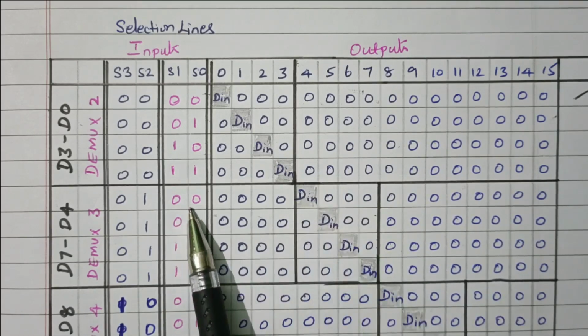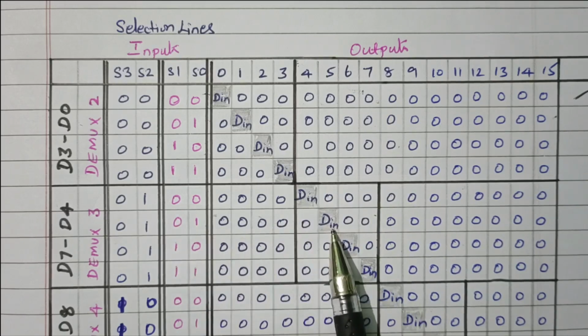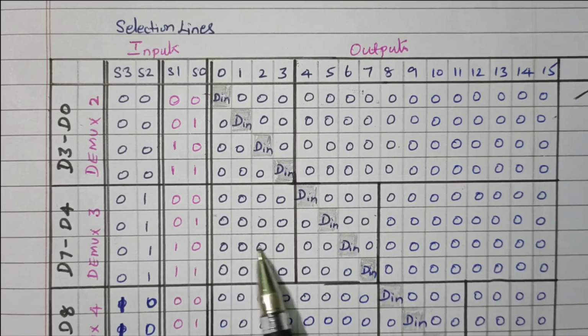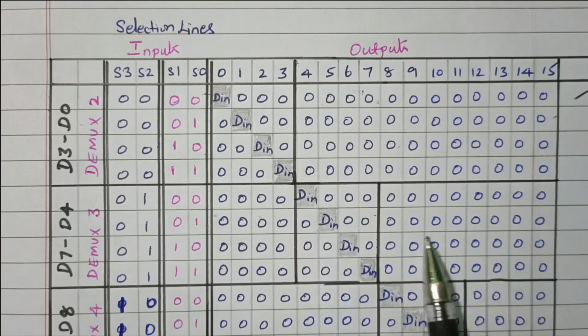In that, 0, 0 means data available in the fourth position. 0, 1 means fifth position. 1, 0 means sixth position. 1, 1 means seventh position. Right. The remaining ones are zeros or not enabled. This dmux2 is disabled. Only dmux3 is enabled. Dmux4 and dmux5 are also disabled.